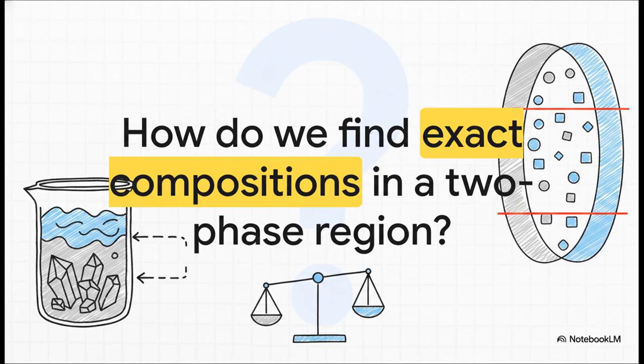So, this brings us to a really critical question. We know we've got a mix of solid crystals and molten liquid hanging out in this middle transition zone. But how on earth do we determine the specific chemical makeup of those newly formed solid crystals versus the liquid that's left over? I mean, they aren't both just going to stay exactly 35% nickel.